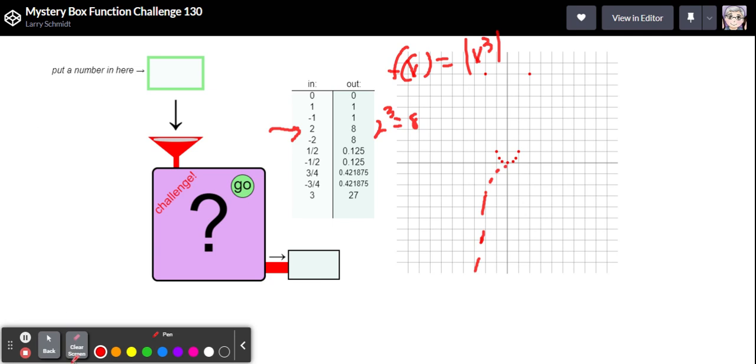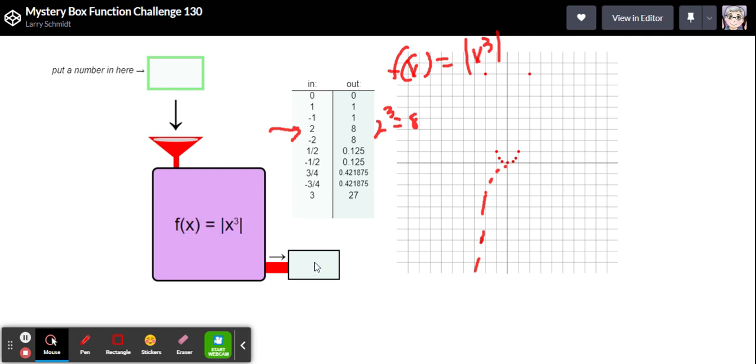I think I've tested enough numbers. I don't think I'm going to get any more information out of the numbers. I'm going to go ahead and reveal. And there it is, the absolute value of x cubed. And let's graph that too. Yeah, so it looks very much like a parabola, just slightly flattened on the bottom and accelerating upwards a little too quickly for a parabola. That is absolute value of x cubed.